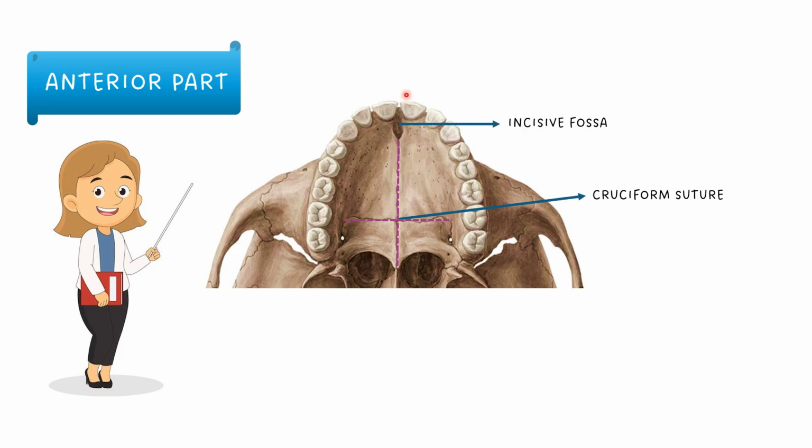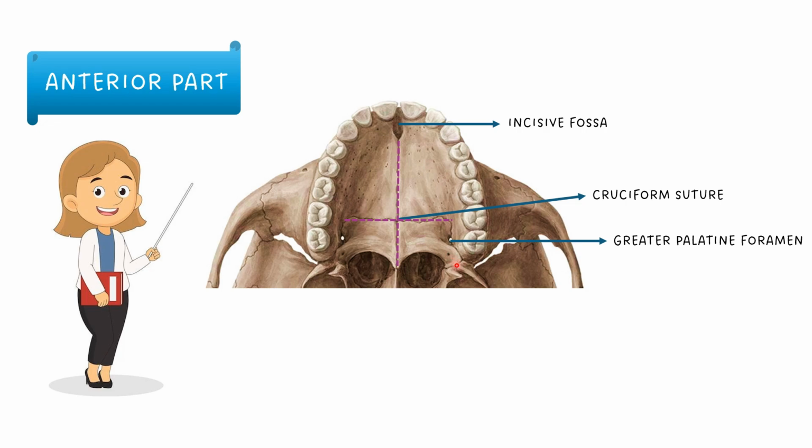The incisive fossa is present anteriorly in the median plane of the hard palate. Incisive foramina, the right and left, pierce its corresponding sides. The greater palatine foramen is present behind the lateral part of the palatomaxillary suture. A groove is observed between this greater palatine foramen and the incisive fossa, which is made by the greater palatine vessels.